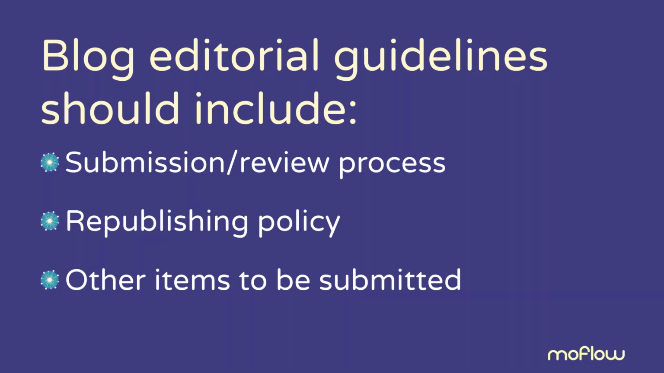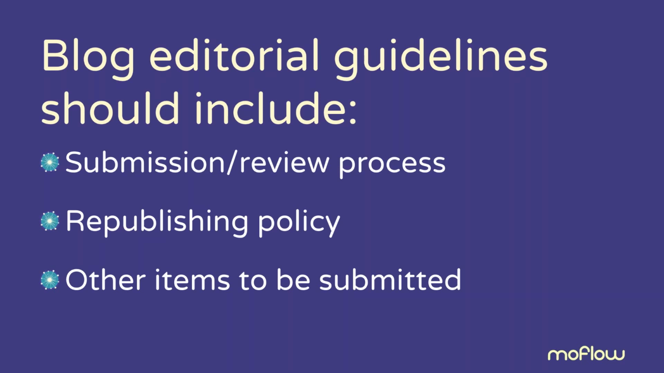You might also want to specify whether you will accept republished content on your blog. Does it have to be original and written for your nonprofit's blog, or will you republish content that was published elsewhere previously? And then you want to indicate in your guidelines any other items that you need to have submitted to you. What else do you need? If someone writes for you, do you need their headshot? Do you need a bio? Do you need links to their social networks? Anything else? Do you need other images or other media to accompany the post? And if you do, what are the specs for that media?